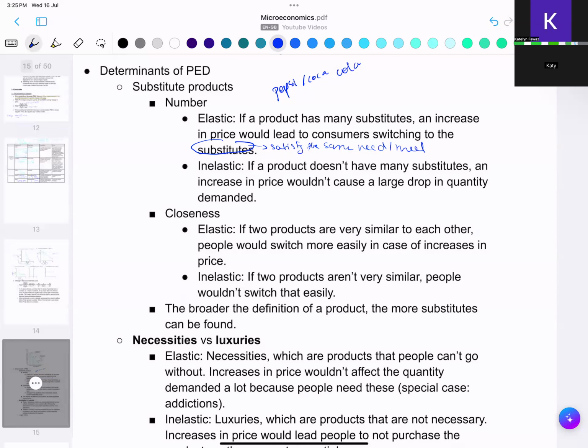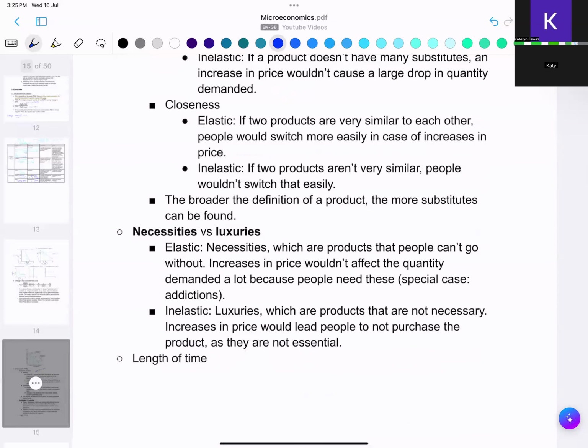Then we discussed necessities versus luxuries, and elasticity. Necessities are products that people can't go without. So here you have, for example, water. People can't go without water. People can't go without medication. I talked about the pharma industry. Increases in price wouldn't affect the quantity demanded a lot because people need these.